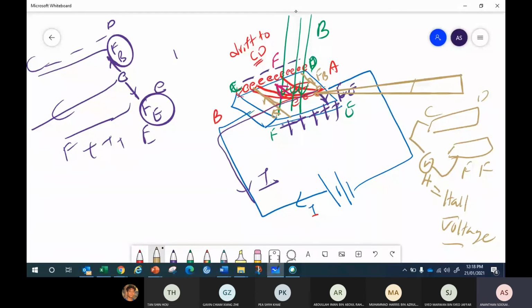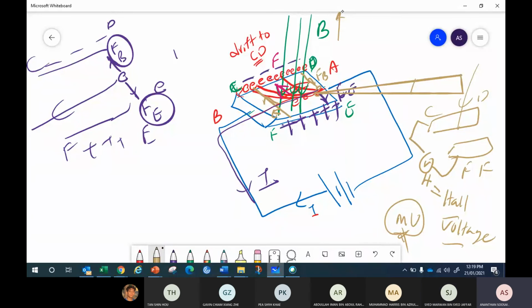Very unique voltage. Very small. Normally it will be in millivolts. But it's a very useful voltage to measure, used to measure the magnetic field strength which causes this voltage. So if the magnetic field strength is very strong, the electric field required to balance must be very strong. Therefore, the Hall voltage gets bigger.